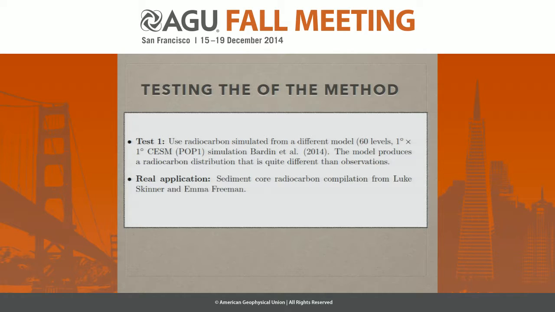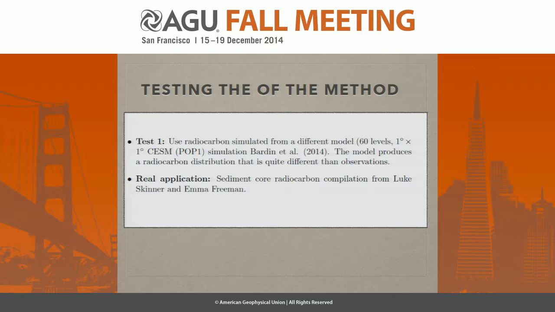The GCM that produced my pseudo or fake LGM data is a state-of-the-art climate model. It's a 1 × 1 degree resolution model, the CESM climate model. And there aren't very many radiocarbon simulations at that resolution. There's a paper by Barden and myself and Keith Lindsay where we developed some fast ways of spinning up ocean tracers, and that allows us to do one of the first radiocarbon simulations at that resolution.